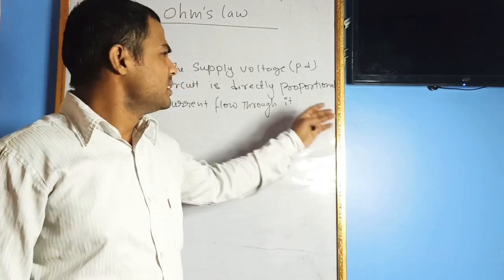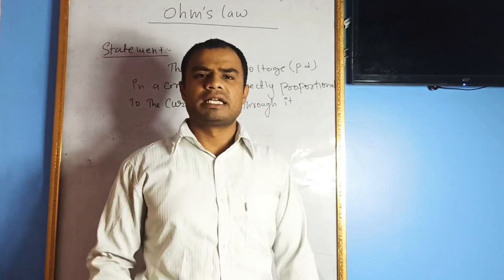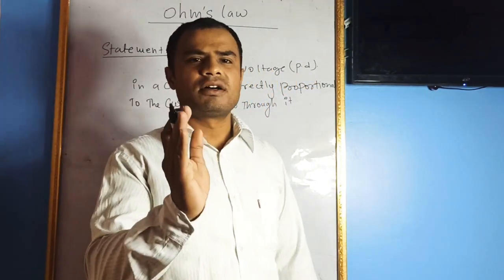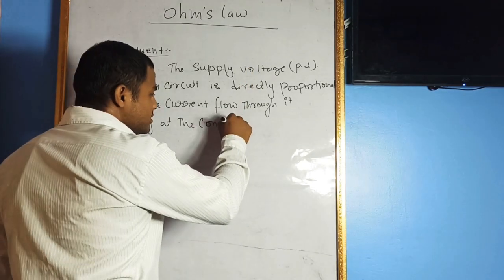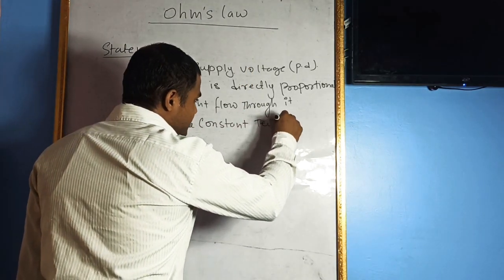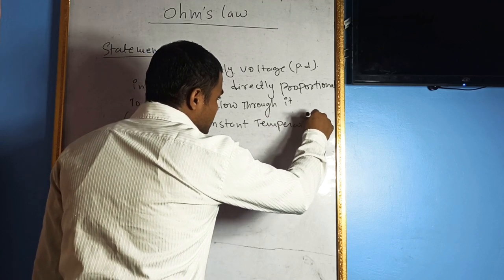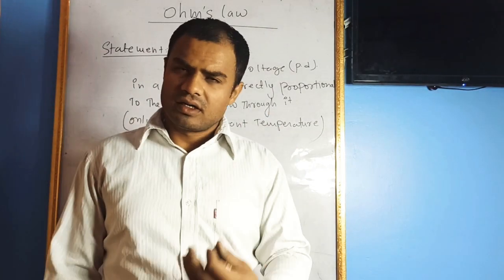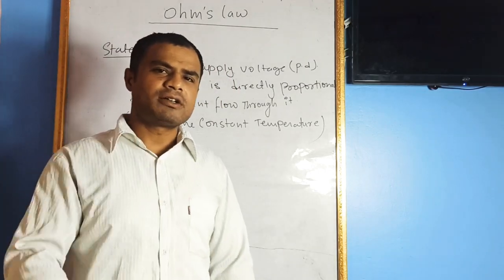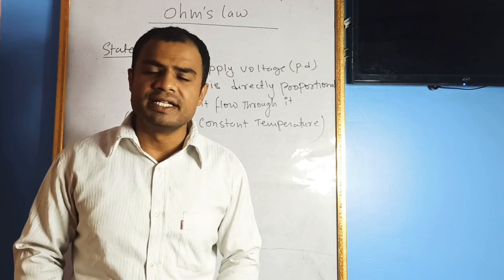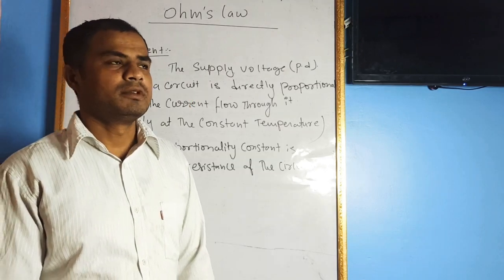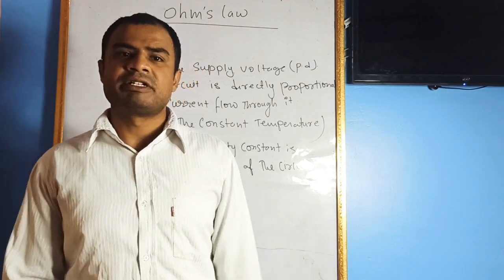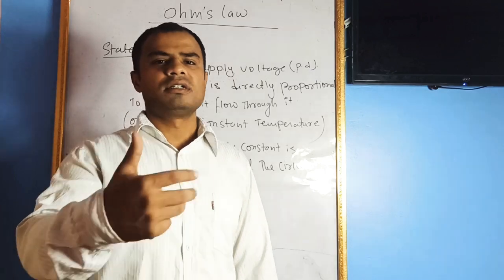Okay, but this statement only works at constant physical parameters. That means under constant temperature. Only at constant temperature, or when all physical parameters remain constant. The proportionality constant is resistance, which is provided by the circuit resistance or load resistance. That means by the circuit or load.